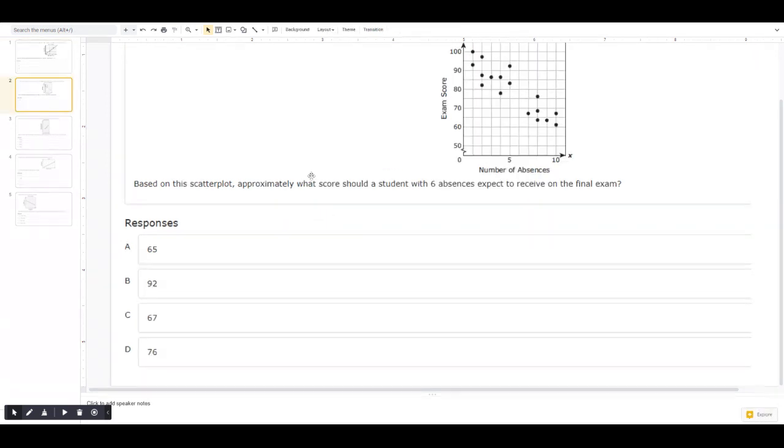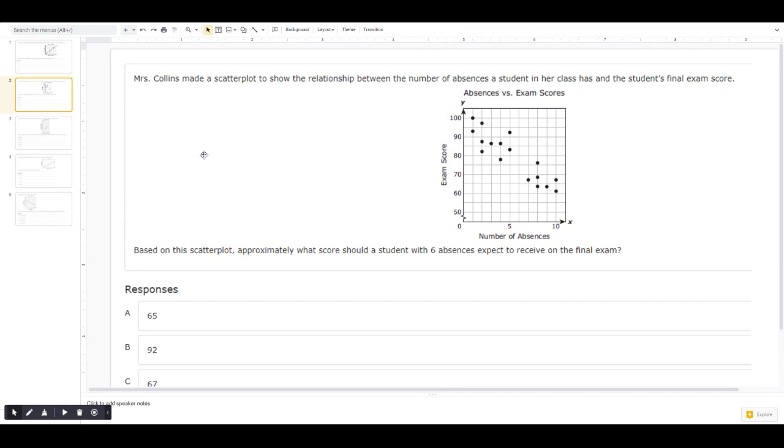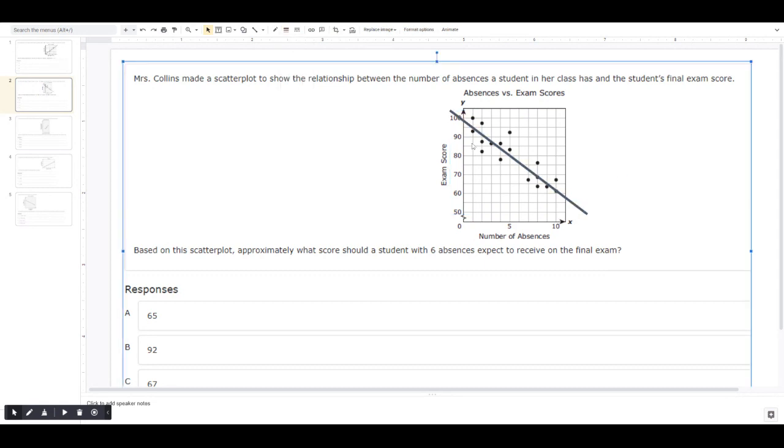Let's look at example 2. Ms. Collins made a scatter plot to show the relationship between the number of absences a student has in her class and the student's final exam score. Based on this scatter plot, approximately, ding, ding, ding, need to draw a trend line. What score would a student with 6 absences expect to get? Well, we draw our trend line down through here. We have roughly the same number of points above my line as below my line. And we go with the trend of the data.